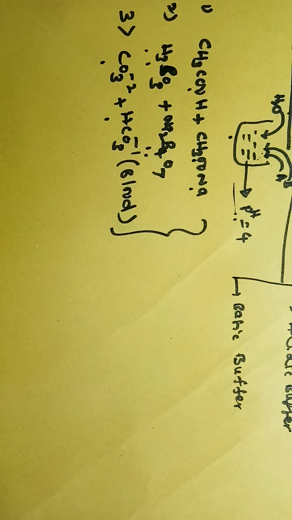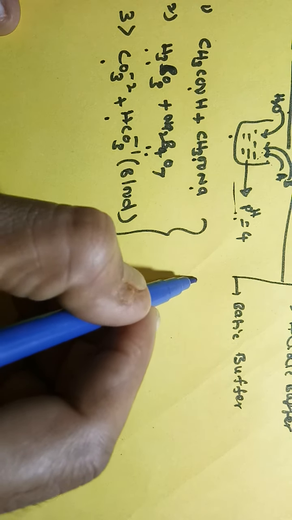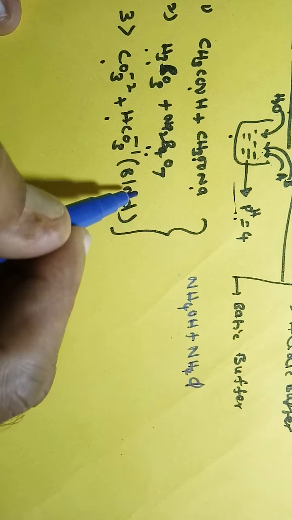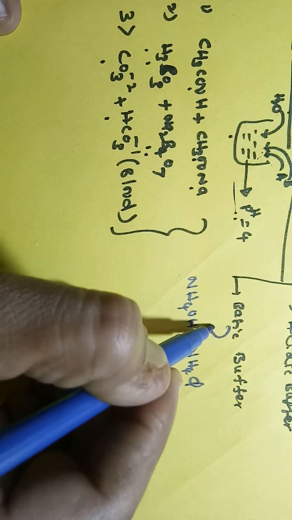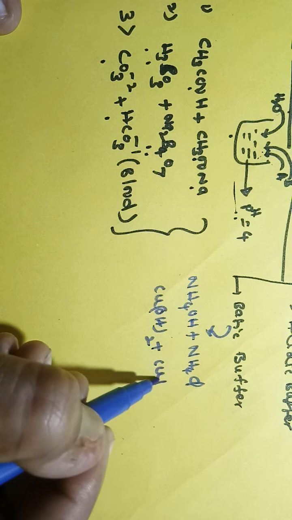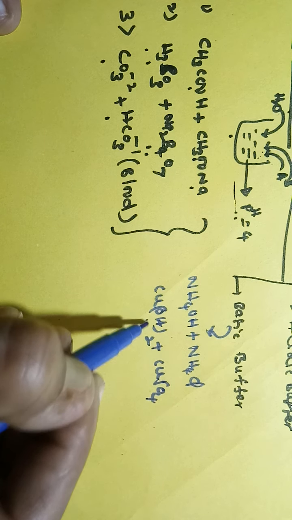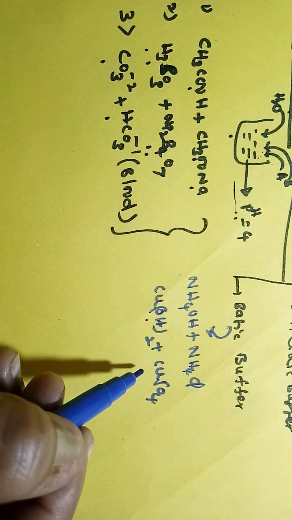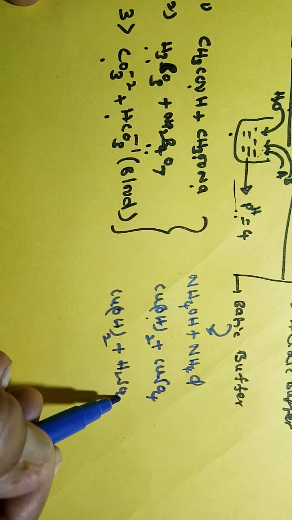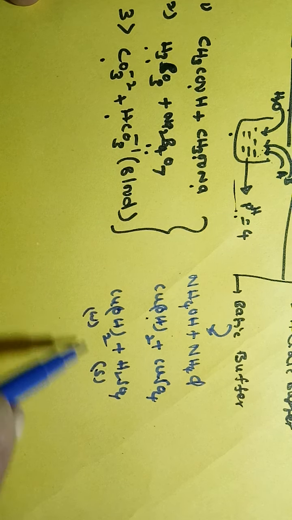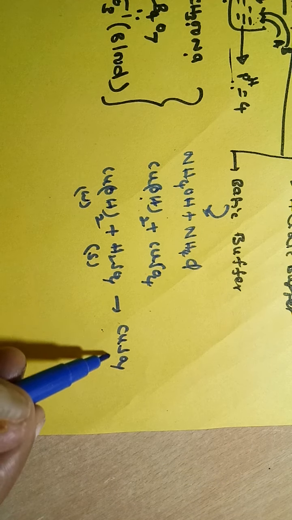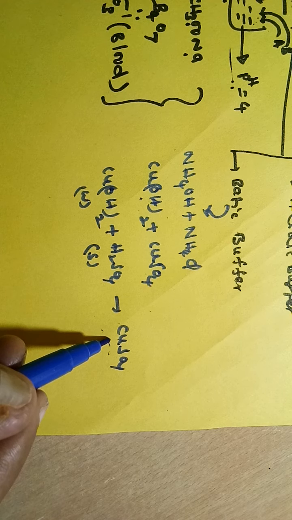Now let me take basic buffer solutions. Basic buffer solution means weak base plus salt of weak base with strong acid. These are the basic buffer solutions. For example, copper hydroxide, a weak base, plus the salt of weak base with strong acid. How is it formed? This is a weak base plus a concentrated strong acid, so copper sulfate is formed. This is the salt of a weak base and strong acid.